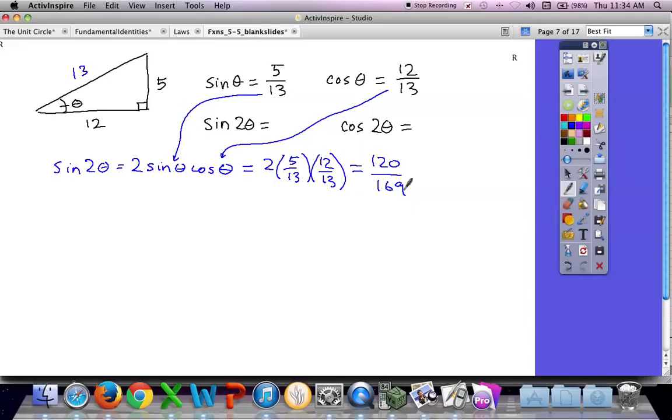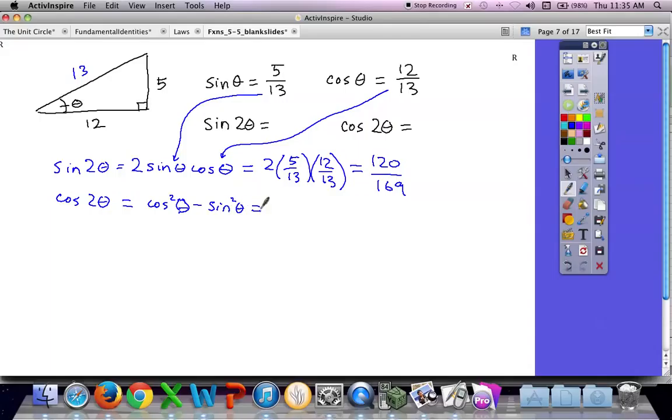Right. For cosine 2 theta, we also have a formula. Actually, we have 3 formulas, and you could take your pick over which one you want to use. I'm going to use the one that's cosine squared theta minus sine squared theta.